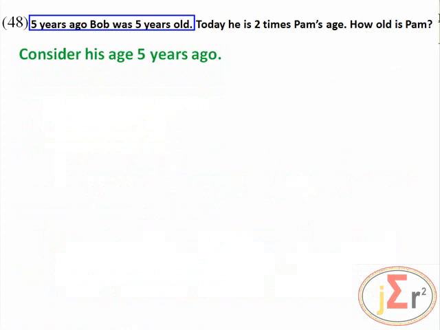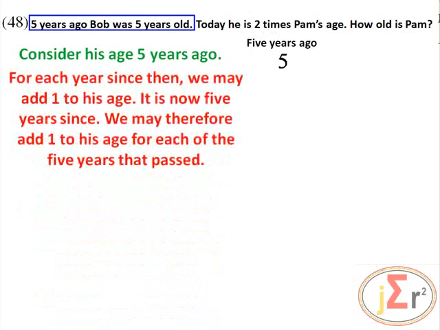And we are focusing on 5 years ago, Bob was 5 years old, because we are required to find Bob's present age. And we did on the previous slide, but we are saying that there are other ways to find his present age. So 5 years ago, he was 5 years old. We have that right there. For each year since then, we may add 1 to his age.